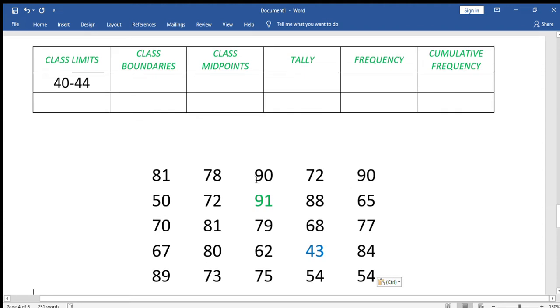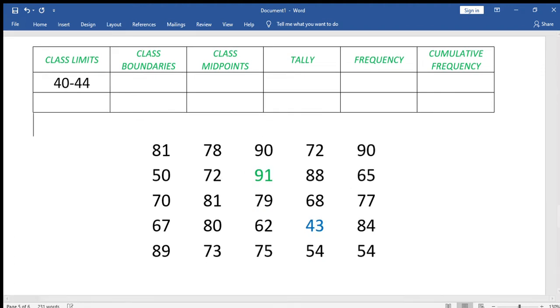Okay, so taking a look at it, we have 40 to 44. This means to say that there are 5 scores. Why 5 scores? You might be asking me, sir, there are only 4 scores from 40 to 44. No, there are 5 scores.